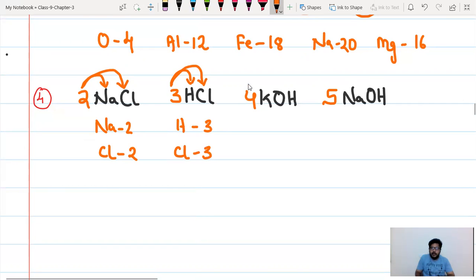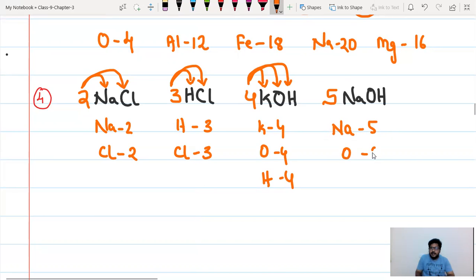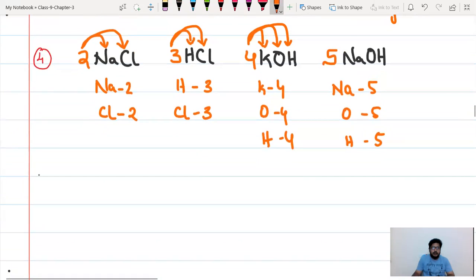Now while coming to here, 4 should be given to potassium, 4 should be given to oxygen, at the same time 4 should be given to hydrogen. So how many potassiums? 4. How many oxygens? 4. How many hydrogens? 4. Now can you tell for this? Yes, it is quite easy for you to count. Sodiums 5, oxygens 5, hydrogens 5. That's it. Moving to next variety, 5th.